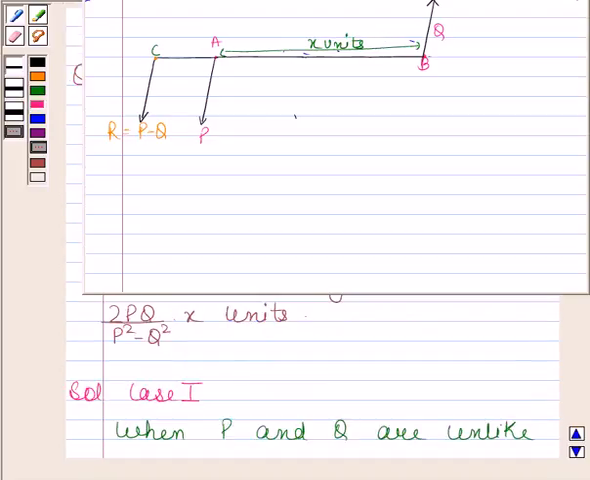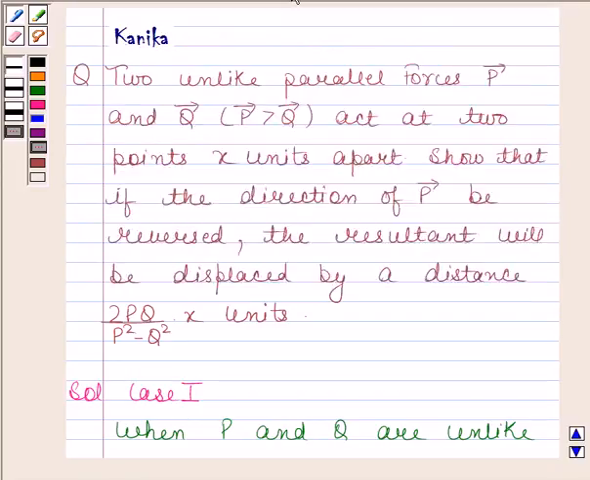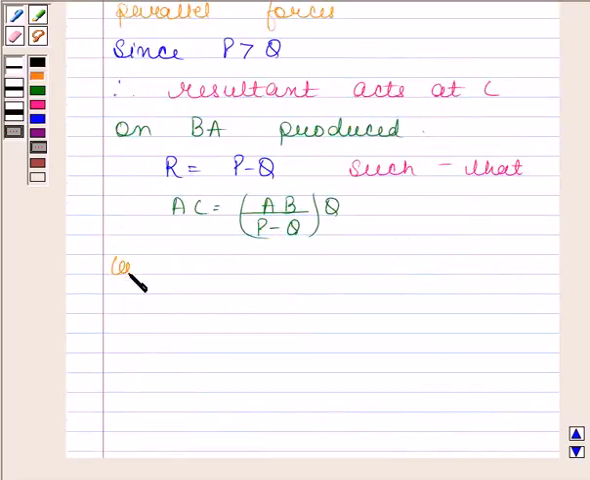Now, according to the question, if direction of force P is reversed, that means now force P is parallel to force Q, then we have to show that the resultant will be displaced by a distance 2PQ by P square minus Q square into x units. Now, in second case, we have when P and Q are like parallel forces.